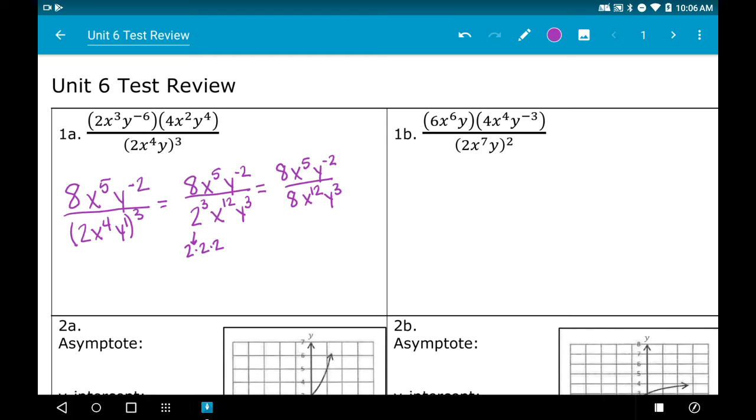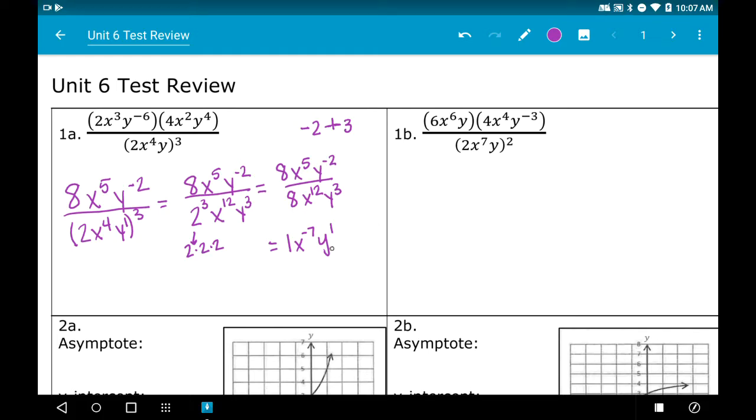So now we just have division. And with this I'm just going to divide everything. So 8 divided by 8, I divide those like normal and get a 1. x to the 5th divided by x to the 12th, you're going to subtract. So 5 minus 12 is x to the negative 7th. And then I have y to the negative 2 divided by y to the 3rd. So this is going to be negative 2 minus 3. And remember, with minus and negative, that would become a plus. So negative 2 plus 3 would be y to the 1st power.